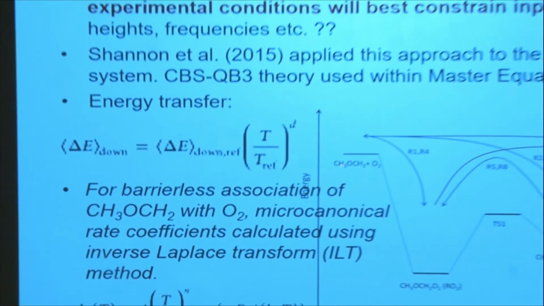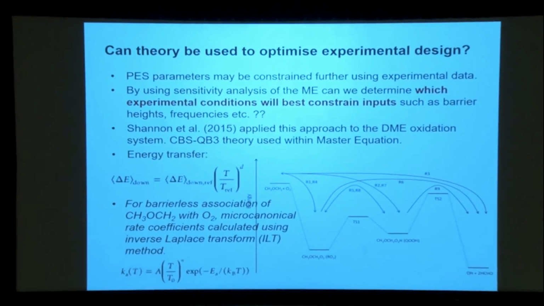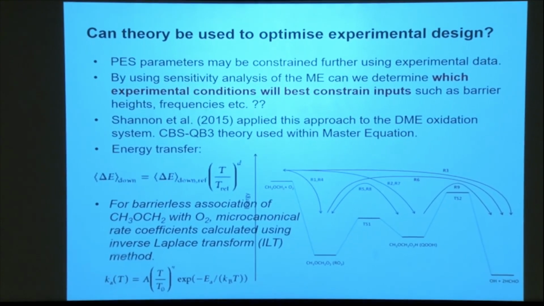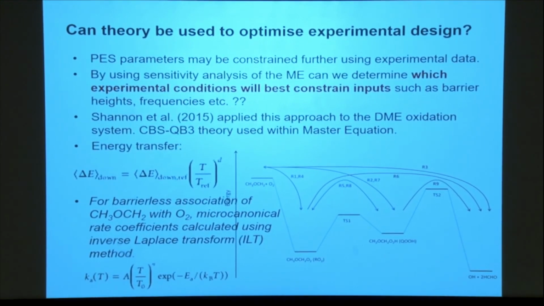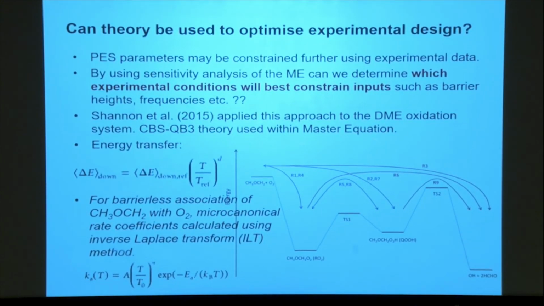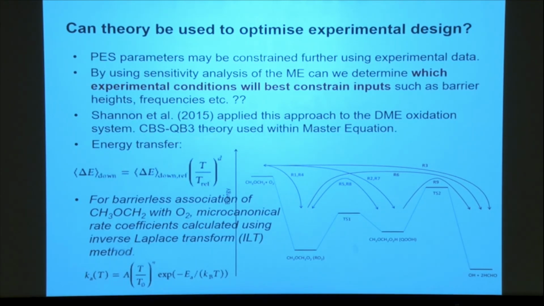Okay, so this was a study that was done at Leeds for a system related to DME, or dimethyl ether oxidation. So this is a potential alternative biofuel that could be used in vehicles. And a fairly low level of theory, CBS-QB3, was used to estimate the inputs to the master equation, so barrier heights, etc.